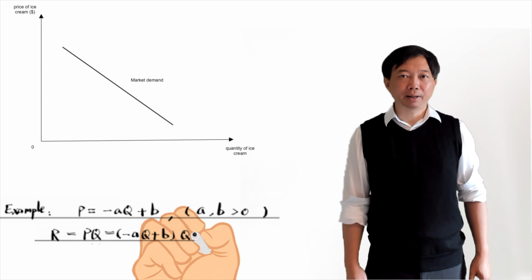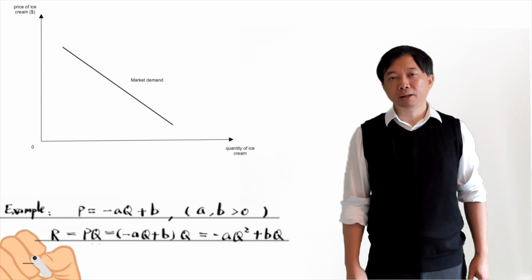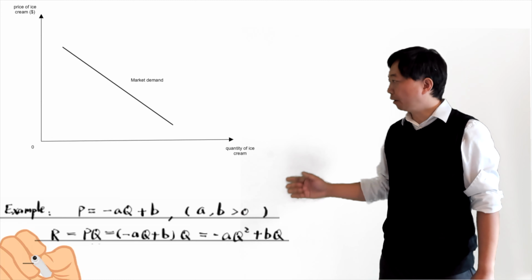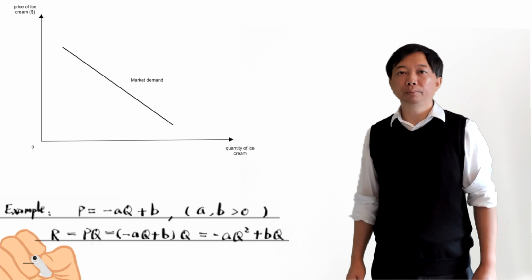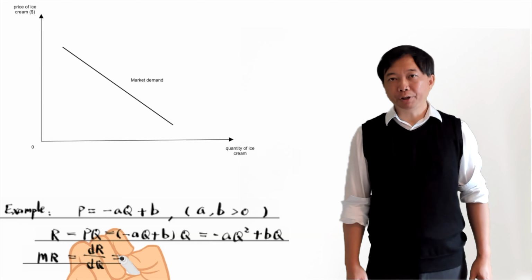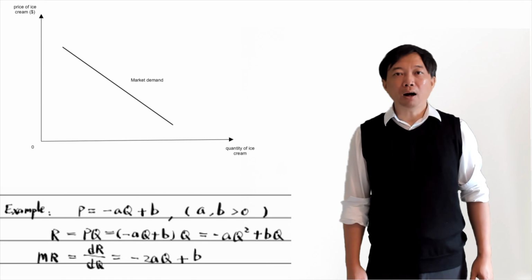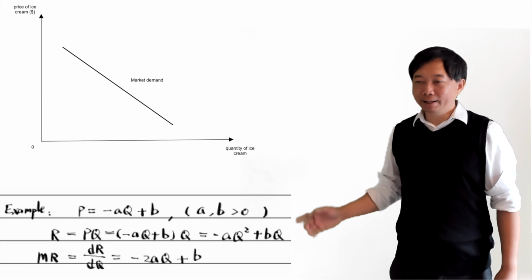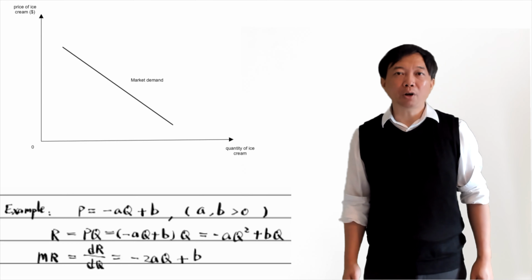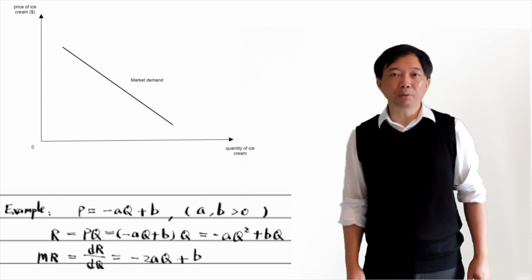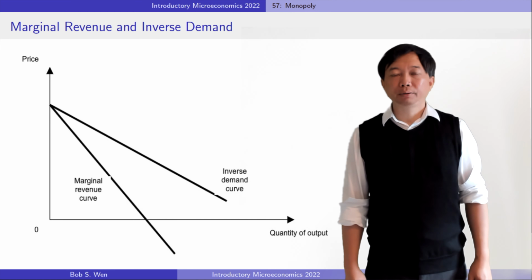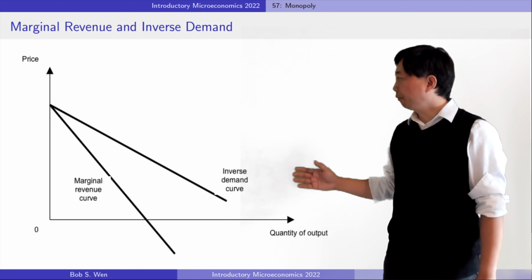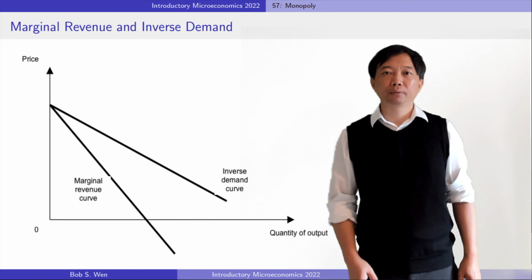Total revenue is price times quantity. It could be written as a function of quantity Q. The marginal revenue is equal to dR over dQ. You can see that the slope is 2a, twice the size of the slope of the inverse demand. Now we have the monopoly firm's marginal revenue curve.